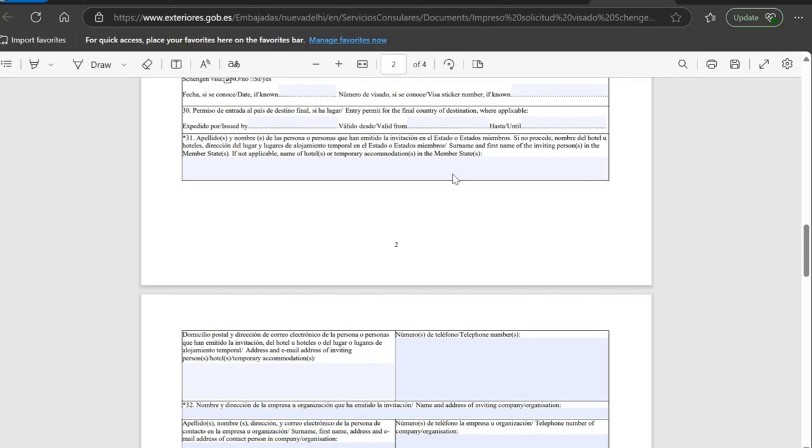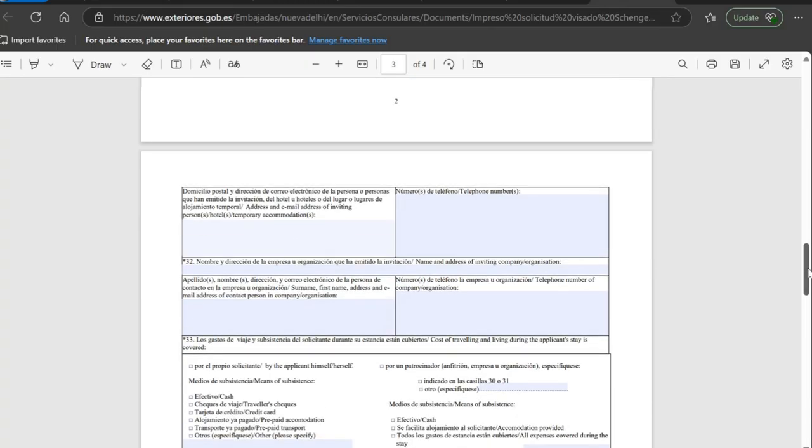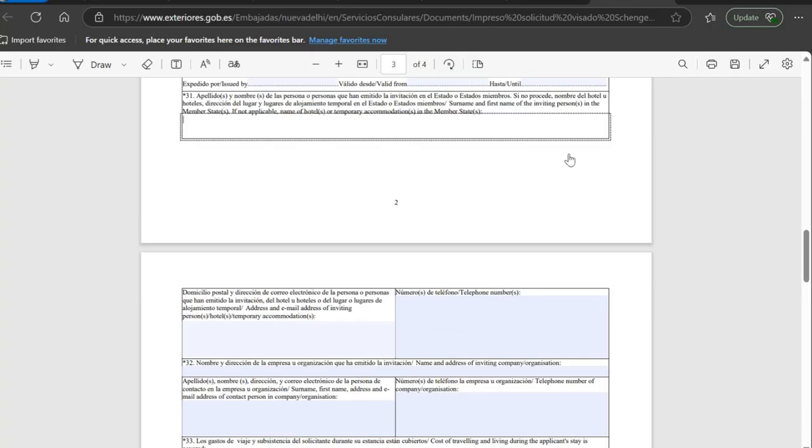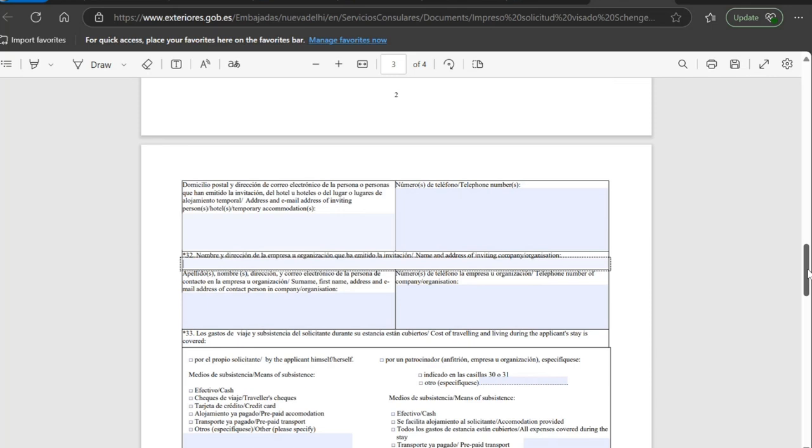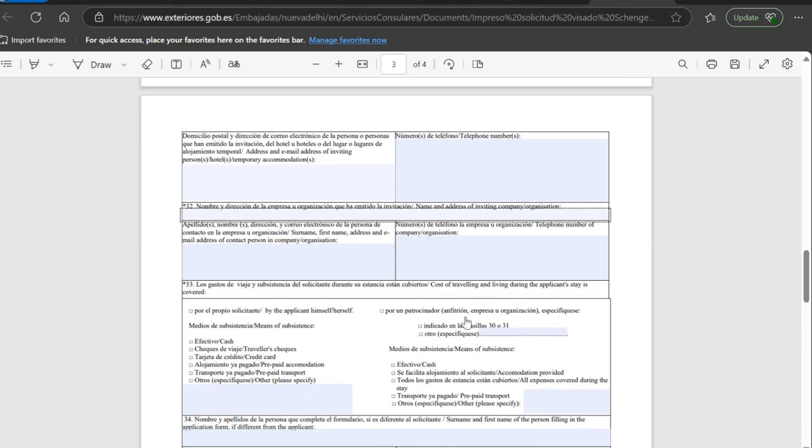Surname or first name of inviting person in the member state, if not applicable, name of hotel or temporary accommodation. Of course, if you have done the hotel booking, you have that information. Okay. Address and email address of inviting person or hotel. Okay. Phone number. Okay. Something these are not applicable in some cases. Now, how you're gonna support yourself financially. So whichever methods of finances you have, like your cash, traveler check, credit card, whatever, just select that.